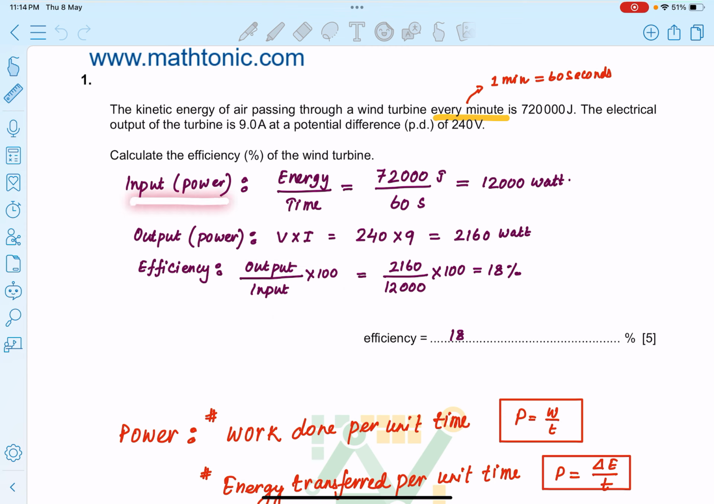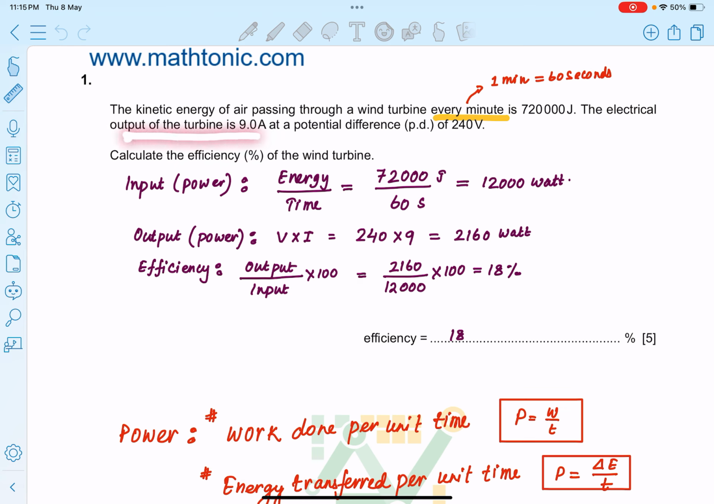So we need to find the input power and the output power as well, right? Power is equal to energy transferred per unit time, or we can say work done per unit time. In the question the energy is given, that is 720,000 joule, and the time is per minute, that is 60 seconds. If you put it in, you'll get 12,000 watt. Did you get it clearly, everyone? And how to find the output power?